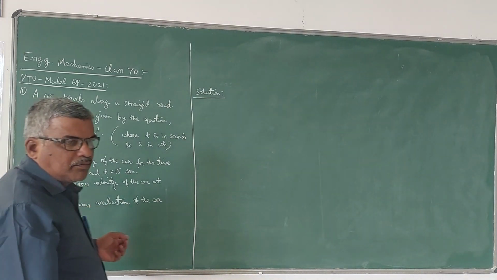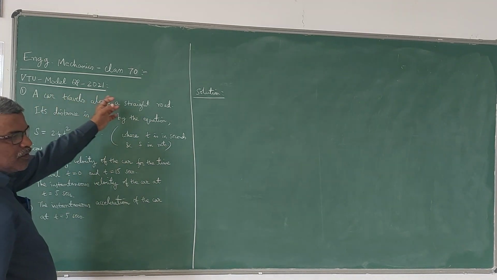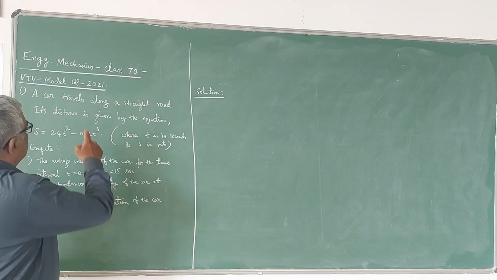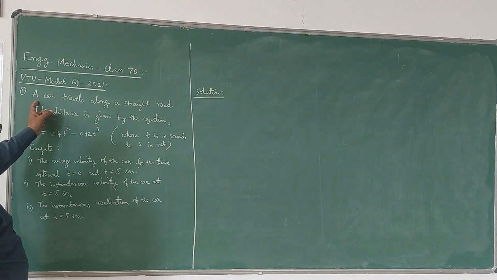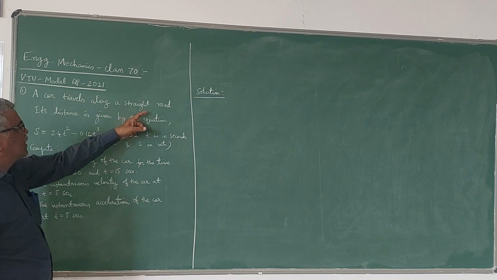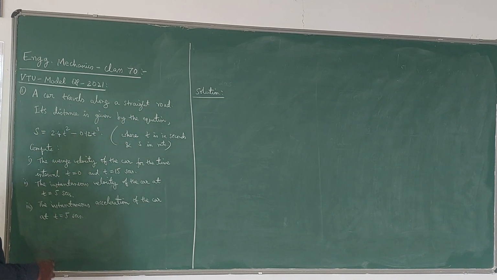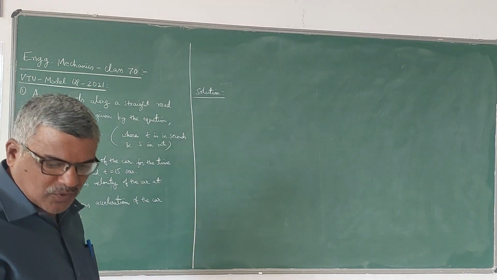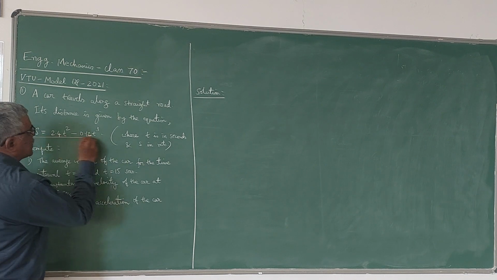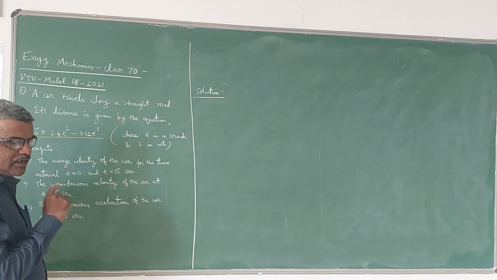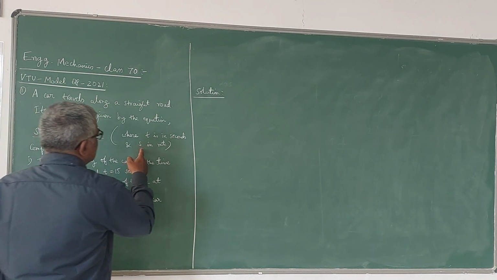So let us solve some problems on kinematics from the model question paper. The first problem is like this: a car travels along a straight road. Its distance is given by the equation s is equal to 2.4 t square minus 0.12 t cube. So s is a function of t, that is, distance travelled is a function of time, where t is in seconds and s is in meters.